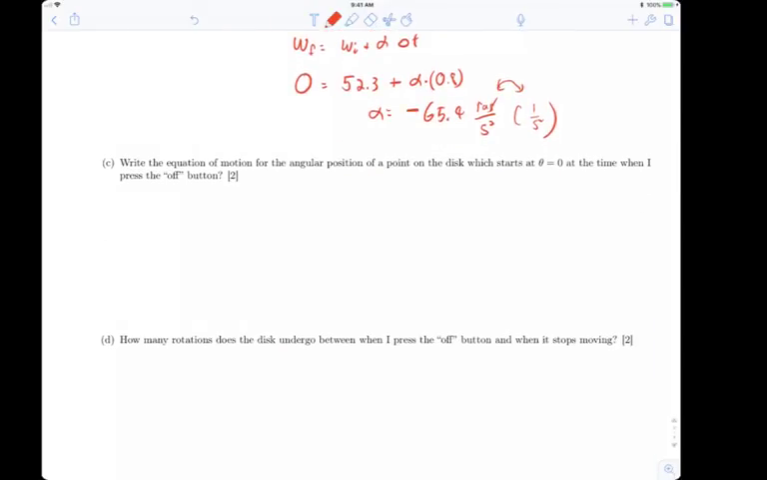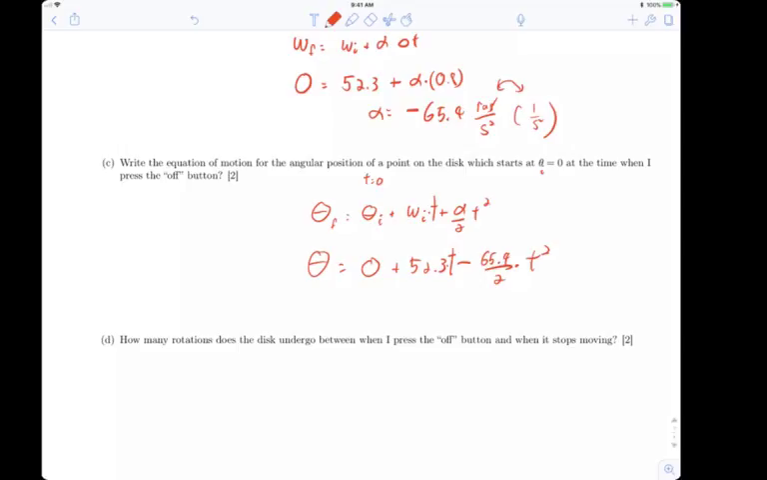Write the equation for the motion of the angular position of a point on the disk that starts at theta equal to 0. That's the initial, at a time when I press the off button. So t is equal to 0 is when I press the off button. So the angular position is going to be the initial angular position plus the initial angular velocity times t plus alpha over 2 t squared. Oh, I forgot to write a t here. So theta is equal to 0 plus 52.3 t minus 65.4 divided by 2 times t squared, and I forgot to write a t there.